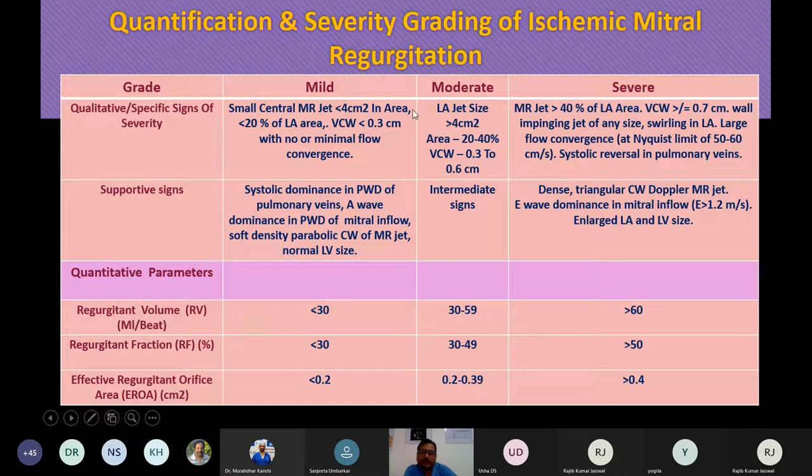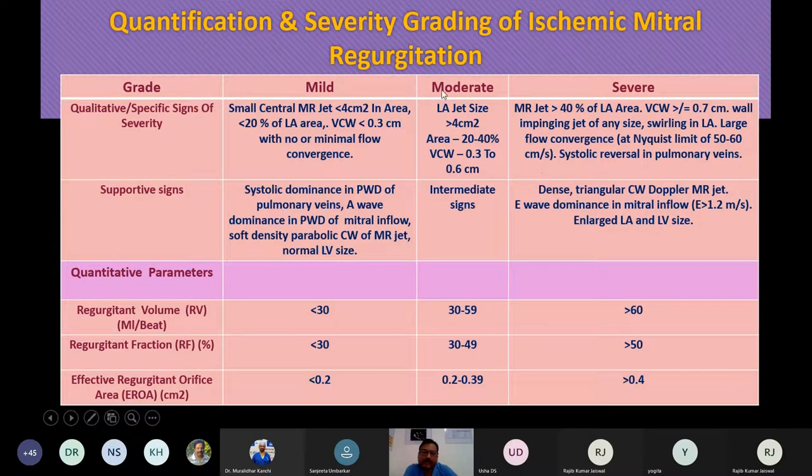along with the specific signs of severity: an MR jet occupying more than 40% of the LA area, vena contracta width of more than or equal to 0.7 centimeters, wall swirling jets, flow convergence, and systolic reversal of pulmonary veins are considered severe. The Doppler signals of the mitral valve MR jet of dense and triangular variety with E-wave velocity of more than 1.2 meters per second with enlarged LA and LV size are considered severe.